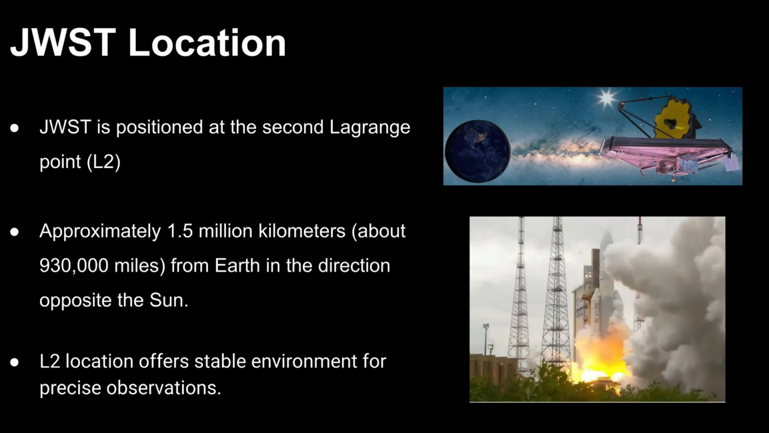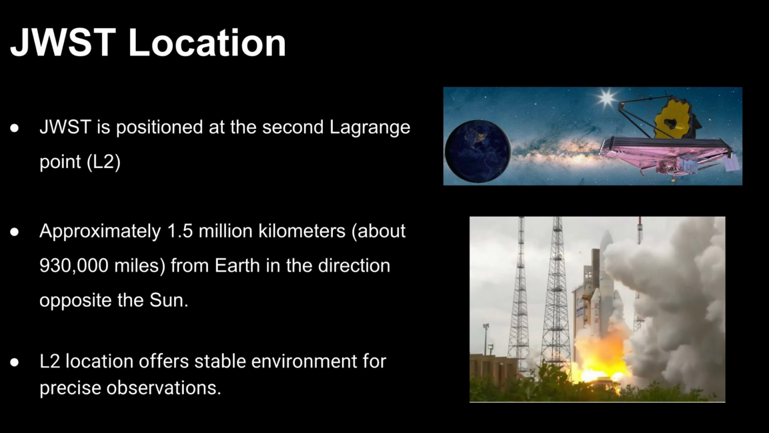The telescope is positioned at the second Lagrange point, L2, which is approximately 1.5 million kilometers, which is around 930,000 miles from Earth in the direction opposite of the Sun. The reason for the position of the telescope is the stable environment with minimal interference from Earth and the Moon, allowing for highly precise observations.